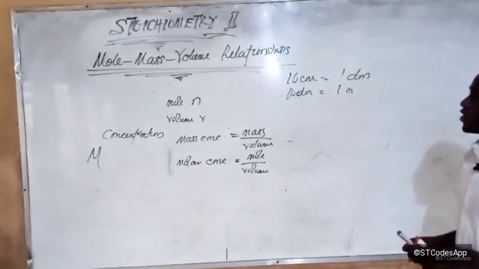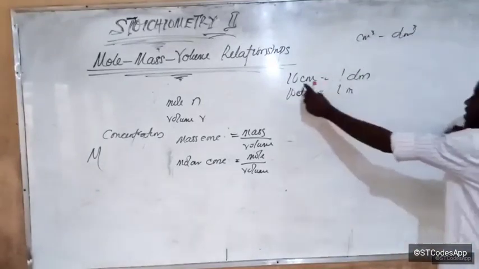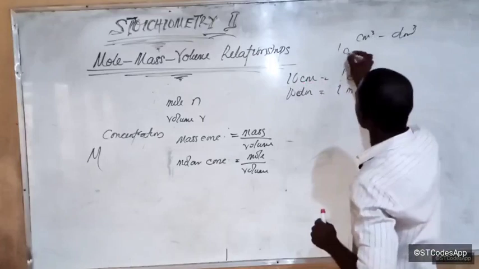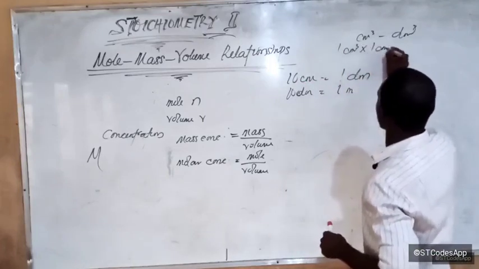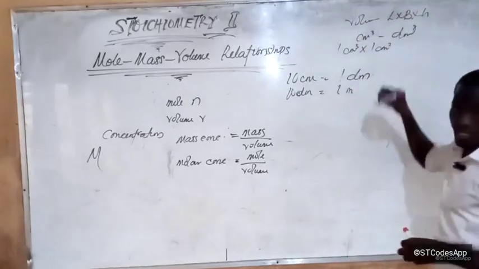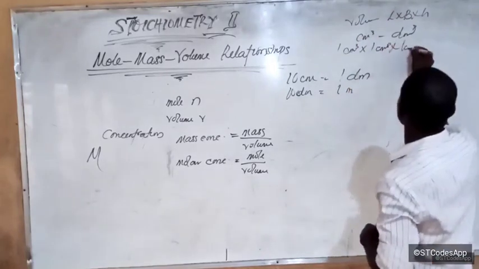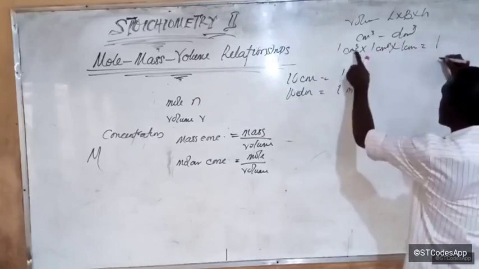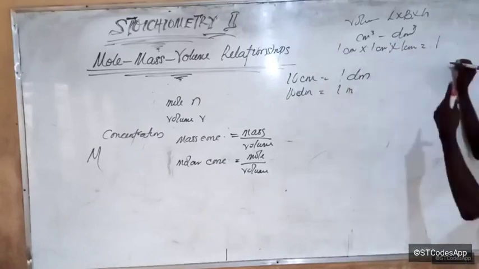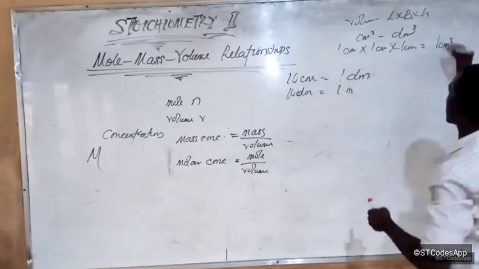So how do we now convert from centimeter cube to decimeter cube? Since we already established that 10 centimeters make 1 dm, you know that volume is equal to length by breadth by height, isn't it? So we have 1 centimeter times 1 centimeter times 1 centimeter. 1 times 1 times 1 is 1, and centimeter times centimeter times centimeter is centimeter cube.